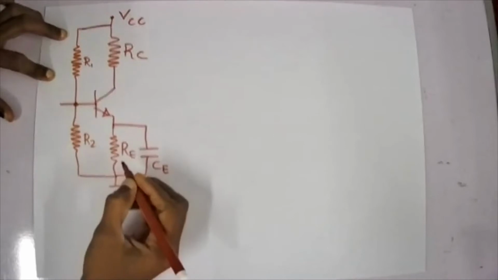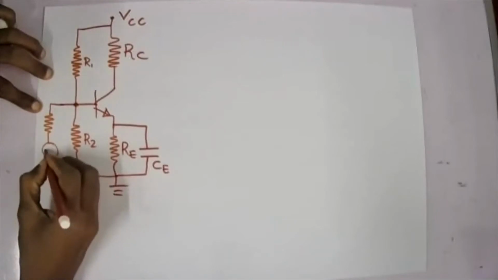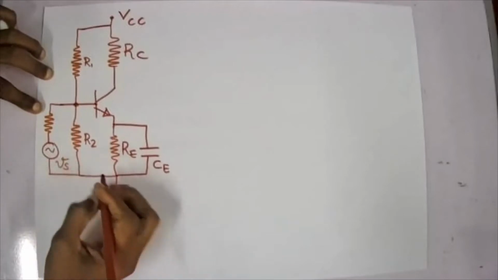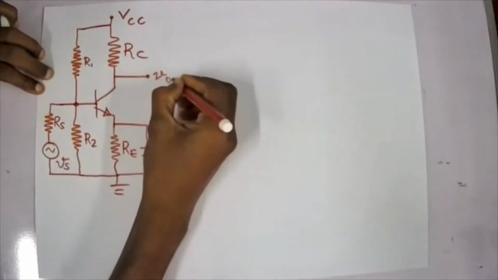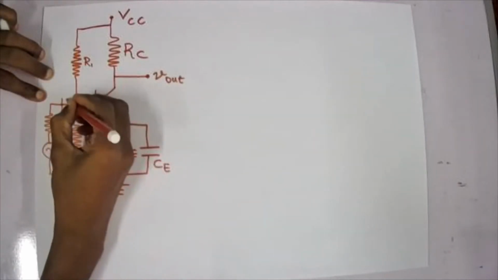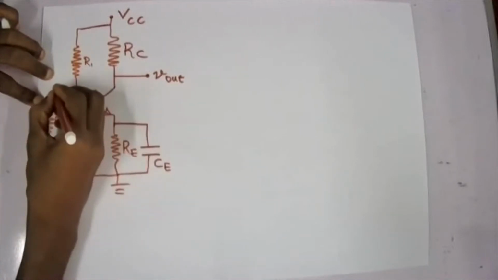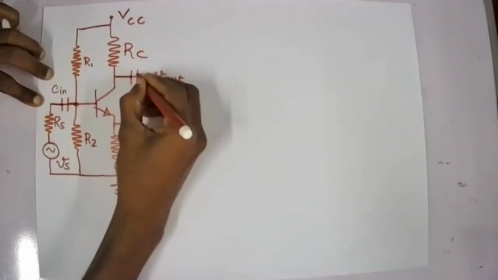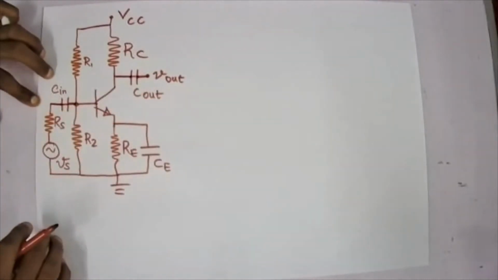R1, R2, and then I have my AC source with the internal resistance. So this will be VS and RS, or the source resistance. Then I will measure my V out from here. Of course, we will have an input filtering capacitor here from the circuit, so this will be C in, and we may have an output filtering capacitor at this terminal as well, which will be my C out, right?